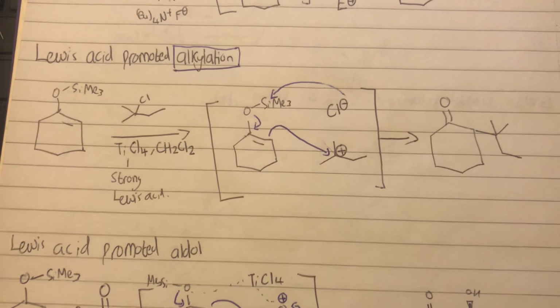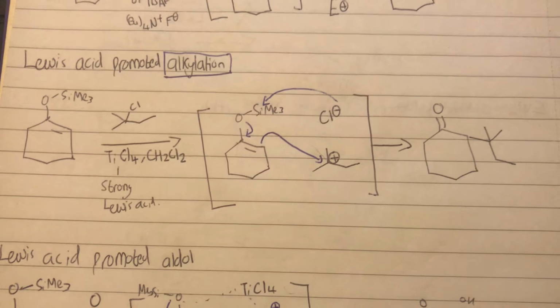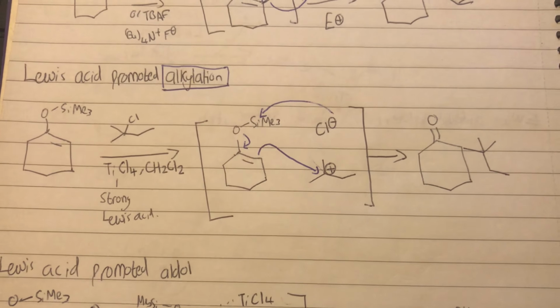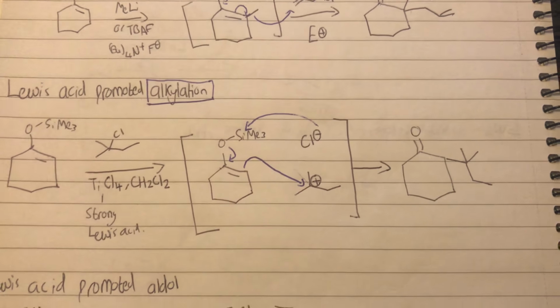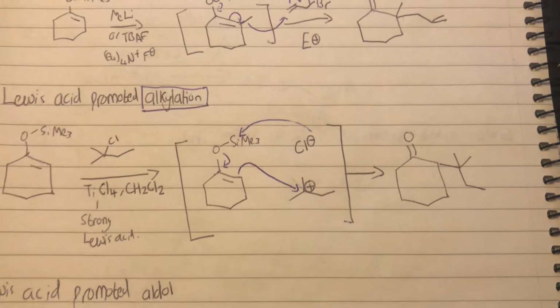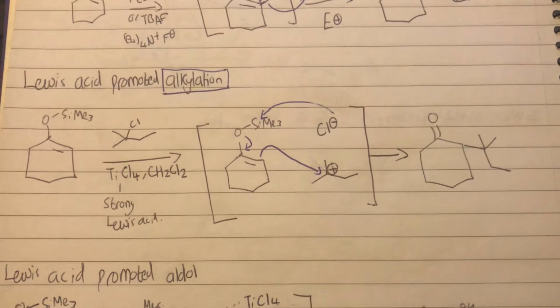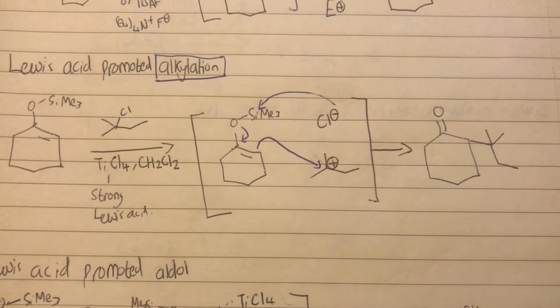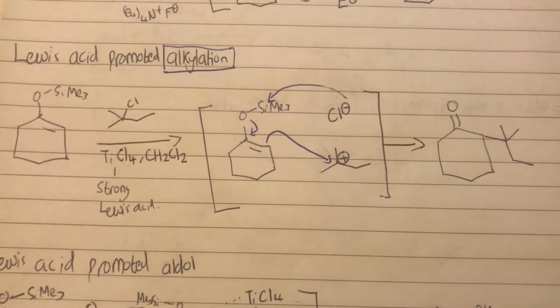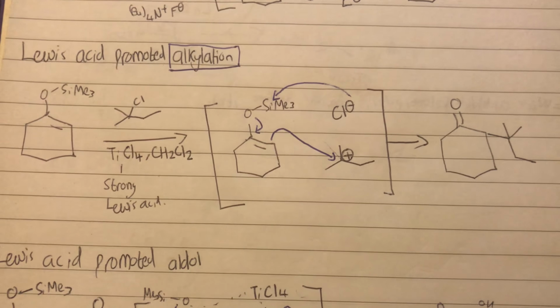The next is Lewis acid promoted alkylation. That's circled because there's an allylation as well, I think. Maybe, I'm not 100% sure. If there is, we'll find out soon. Starting with the same starting materials.